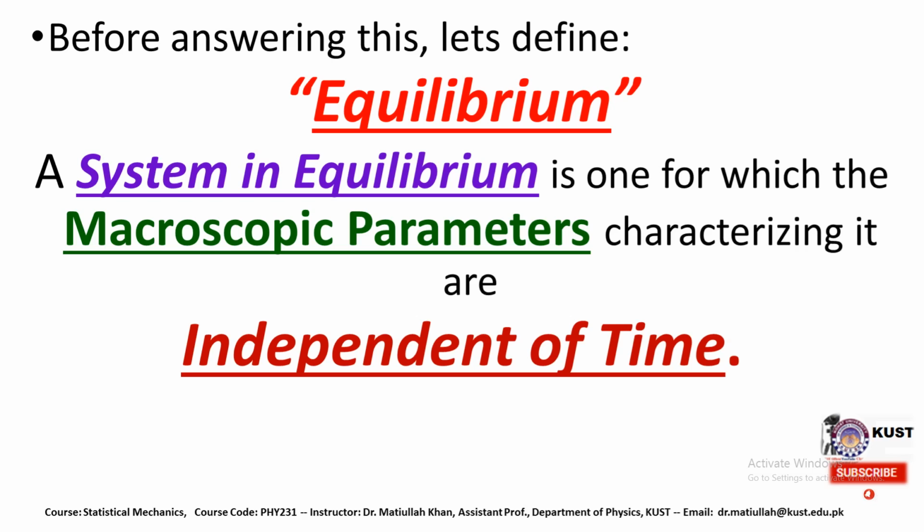Before answering, we also need to understand another phenomenon that is very important to us, and that is called equilibrium. We consider a system to be in equilibrium if the macroscopic parameters characterizing it are independent of time. Or in other words, we can say that when its macroscopic parameters are not changing with time, this system is considered to be in a state of equilibrium. So this is a particular definition or understanding of the equilibrium state: when its macroscopic parameters are not changing with time, or are independent of time.